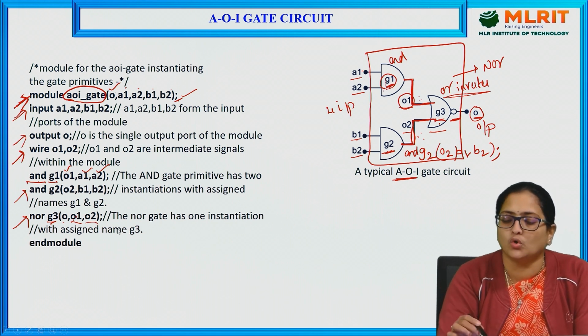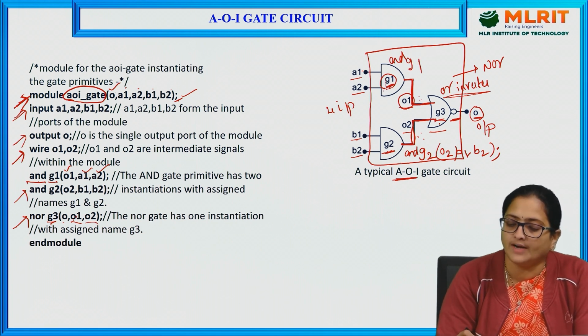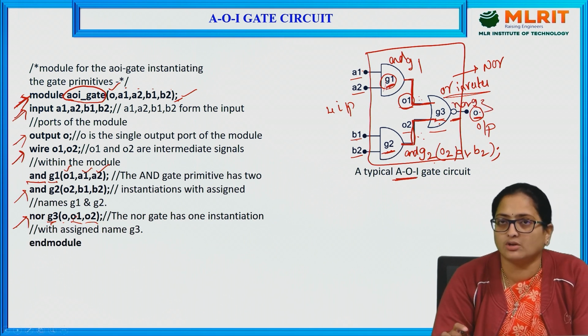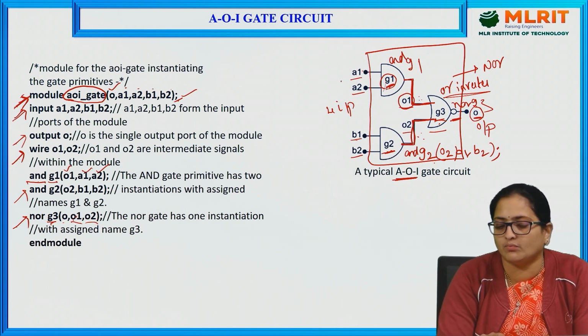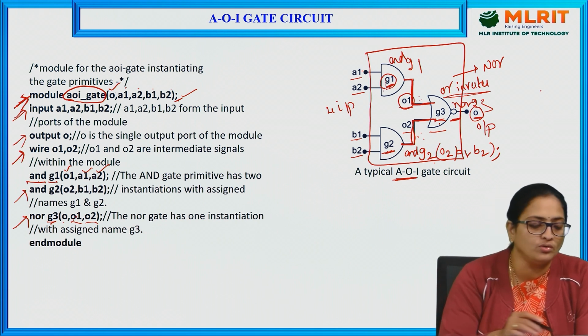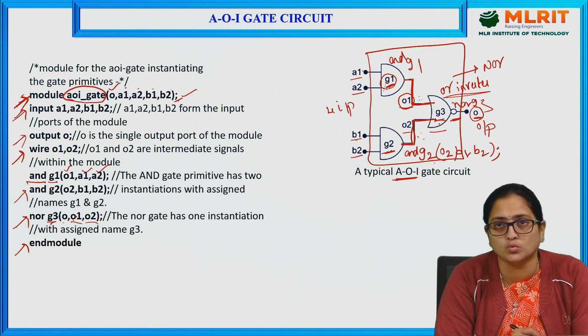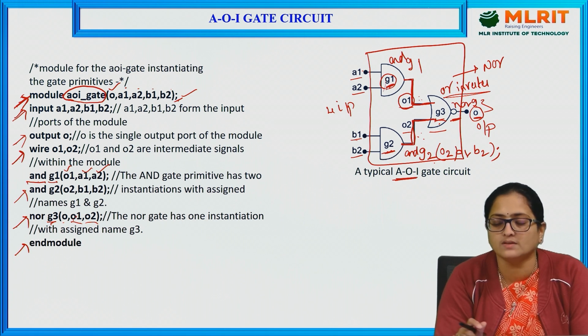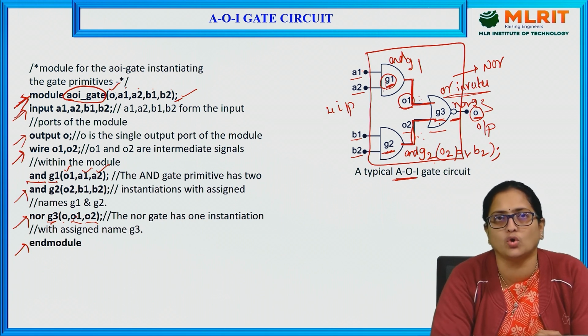I have written the code for this AND gate G1, AND gate G2 and NOR gate G3. There are no other logic gates here to call the primitives. So the connectivity from A1 to O, A2 to O, from B1 to O, B2 to O has been completed. Now I am using one more keyword to terminate my program, endmodule. This is how you can interlink your gate circuit to your Verilog code in gate level designing.